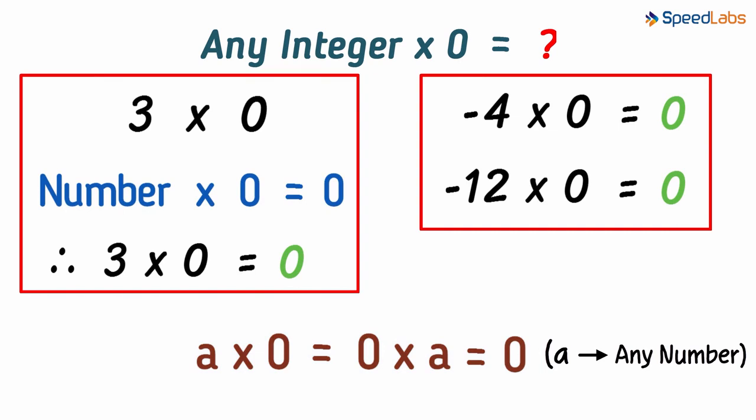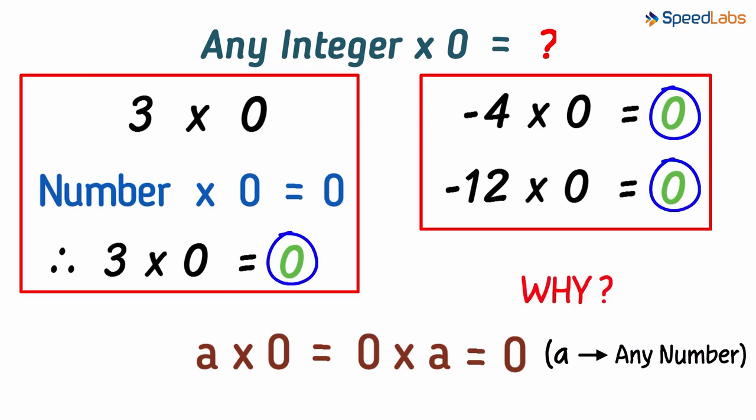This was a very easy concept about multiplication of integers. But we need to understand why we get 0 when we multiply any integer or a number with 0. There are many different ways in which we can understand this. Let's consider a simple one.